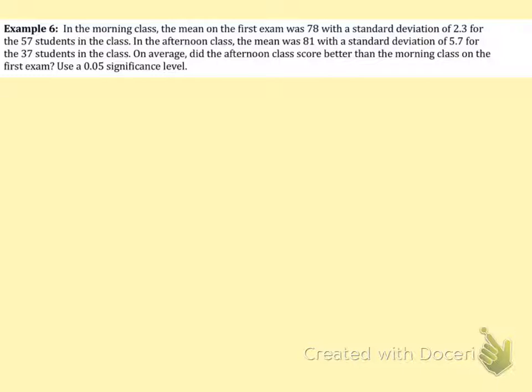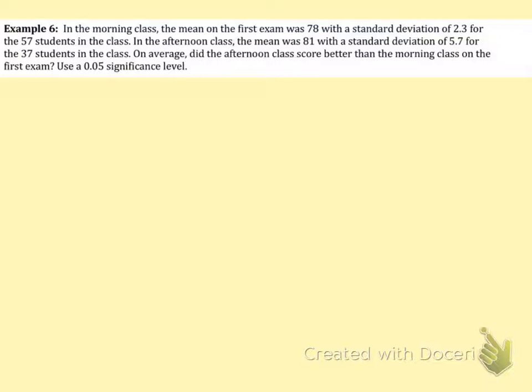Looking at this problem, I want you to see that there are two samples. They are independent of each other in that there are no students, none of the same students, within each one. But we're really looking to see if an average of 81 is statistically significantly higher than the average of 78 for the first class.